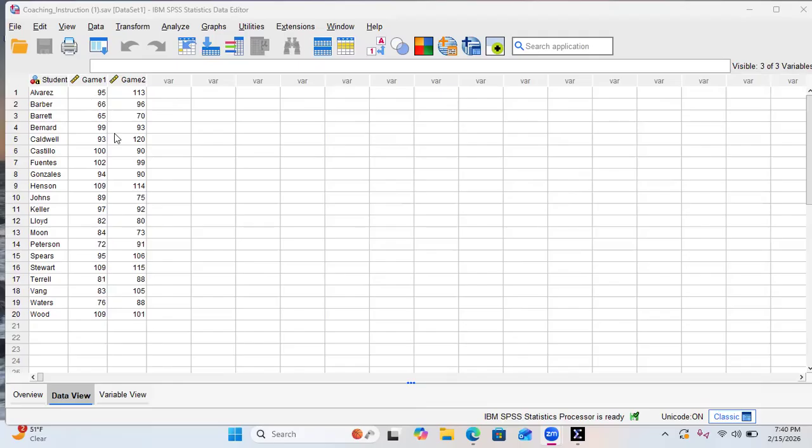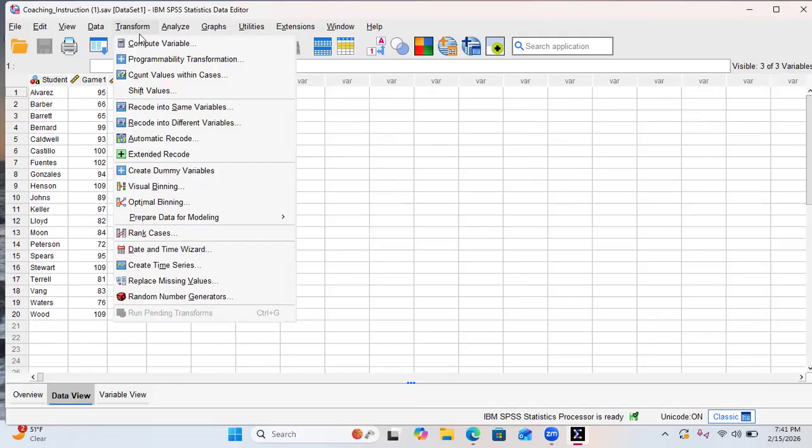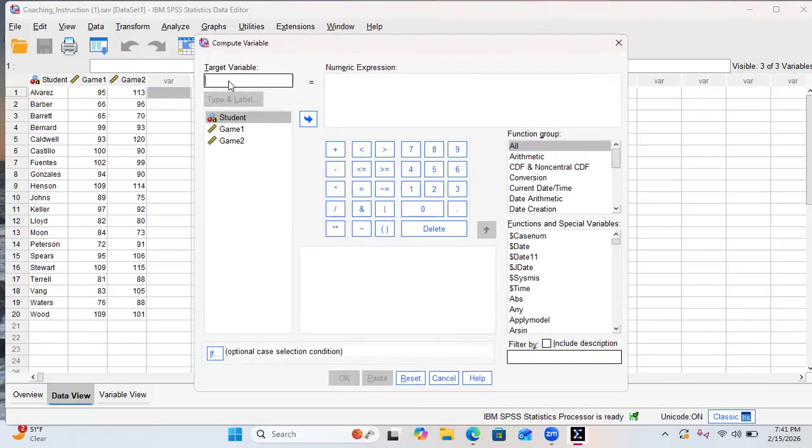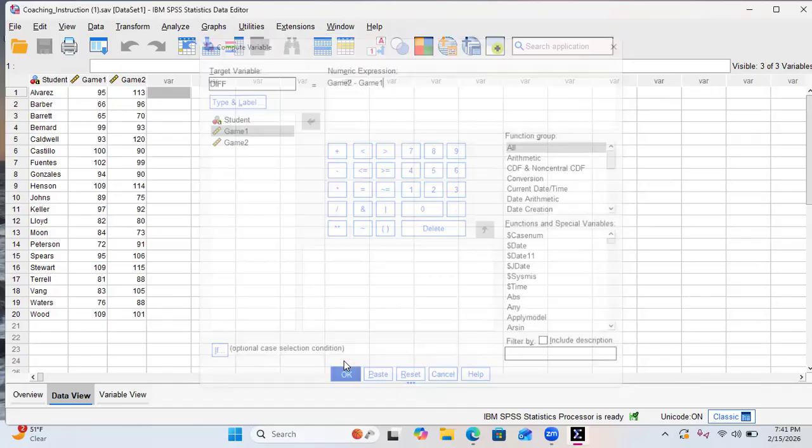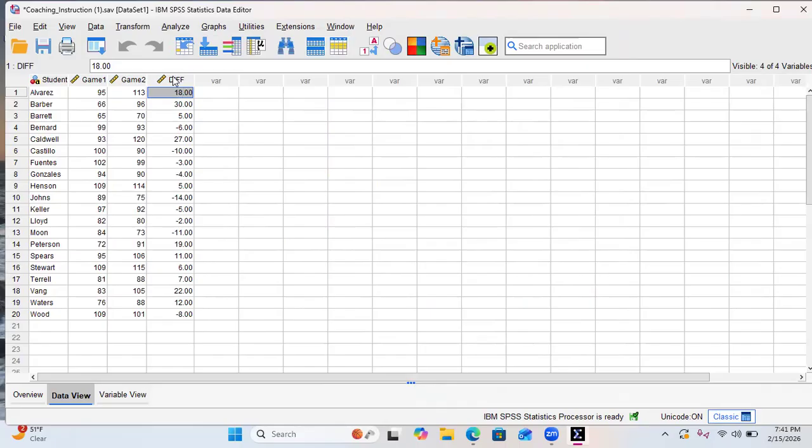In order to do that, we have to first determine if there is normality for game one and game two. So we first have to calculate the percent change between these two variables. We're going to go up to Transform, Compute Variable, and our target variable is just going to be difference. We're going to find that difference from game two and subtract game one. Now we're going to hit OK.